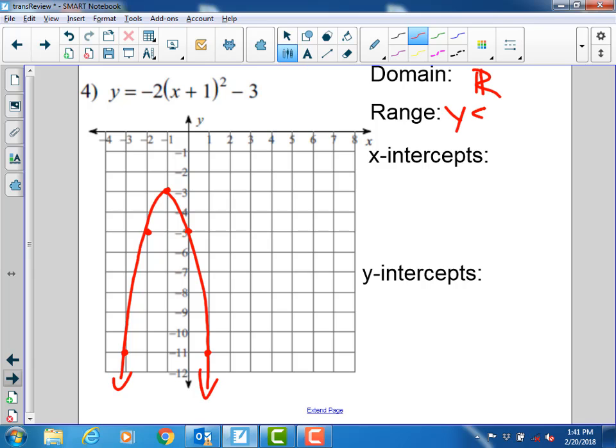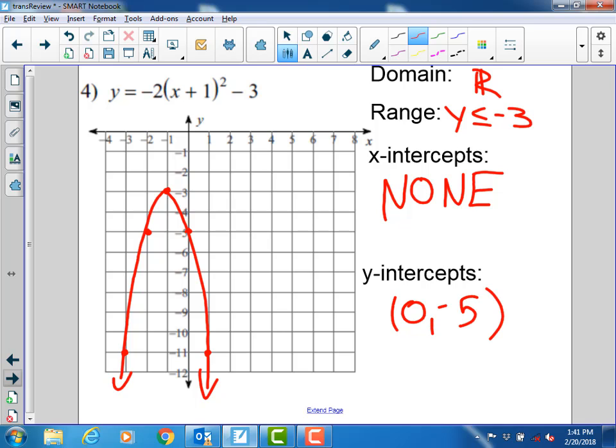And our domain's all real numbers. Range is y is less than or equal to -3. Since opening down, it's less than or equal to. X-intercepts, we don't have any. And we've talked about solving for the complex solutions, but we're not worrying about that right now. And our y-intercept is at (0, -5).